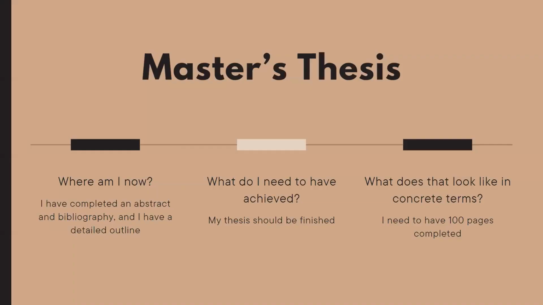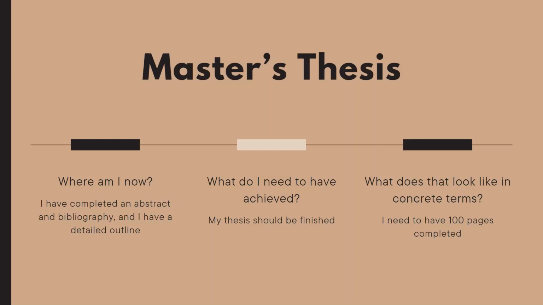So we're going to take a look at our examples. Our first example that we'll be looking at throughout this presentation is if you need to write a master's thesis. Before we can figure out a plan, we need to assess where you are now and what you need to achieve. So for this hypothetical master's thesis, where am I now? We're saying that I am entering the semester having completed an abstract and a bibliography, and that I have a detailed outline. So what do I need to have achieved by the end of May? I need to finish my thesis.